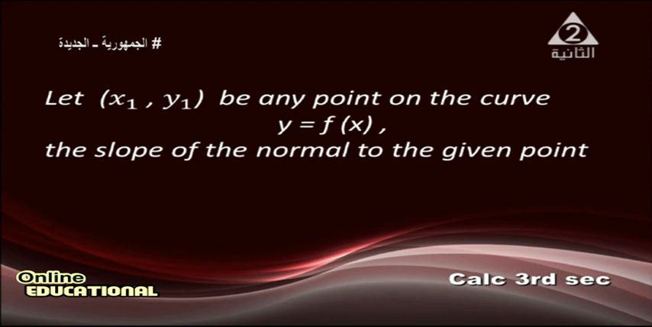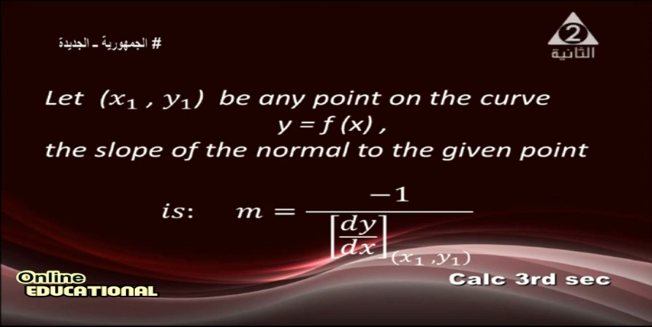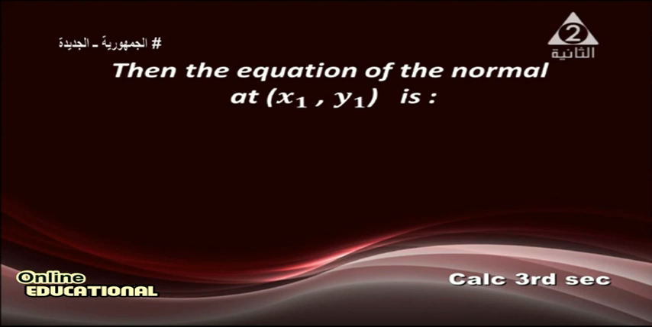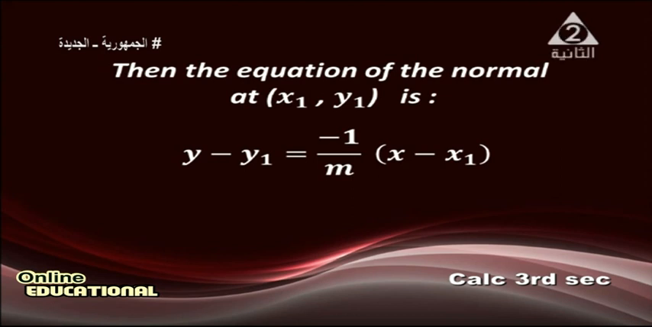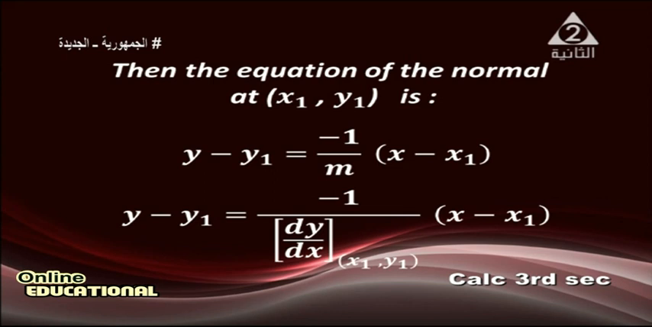Now, let the point x1, y1 be any point on the curve y equals f of x, and the slope of the normal at the given point is -1 over dy/dx at x1 and y1, that is, -1 over the first derivative of the function at the point x1 and y1. Then the equation of the normal at the point x1 and y1 is y minus y1 equals -1 over m times x minus x1. In other words, y minus y1 equals -1 over dy/dx at the same point x1, y1 multiplied by x minus x1.